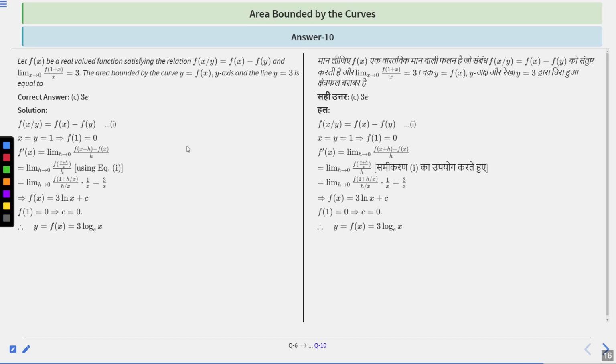See, the curve is f(x/y) = f(x) - f(y), equation 1. If we put x = y = 1, that means f(1) = 0. Therefore, f'(x) can be written as the limit as h tends to 0. As we have studied, f'(x) is basically the limit as h tends to 0 of (f(x+h) - f(x))/h.